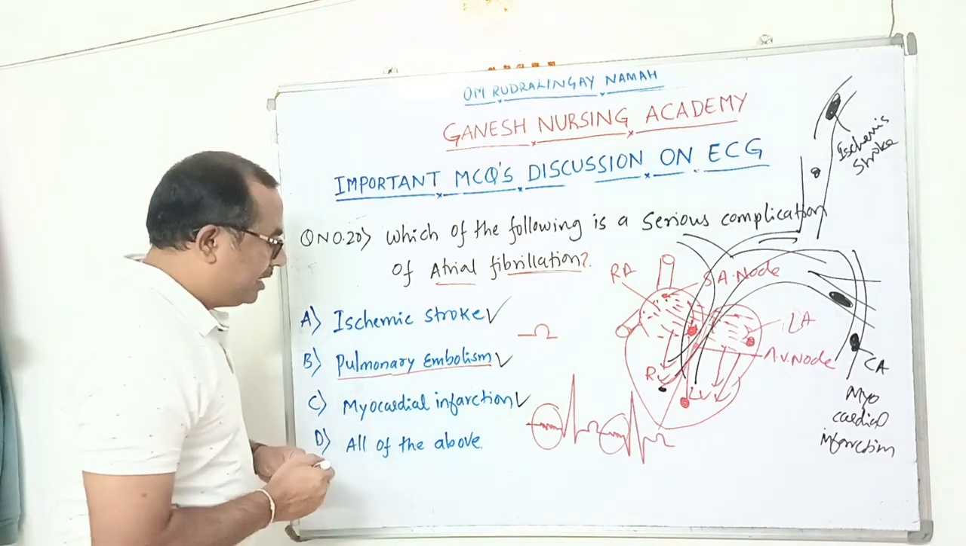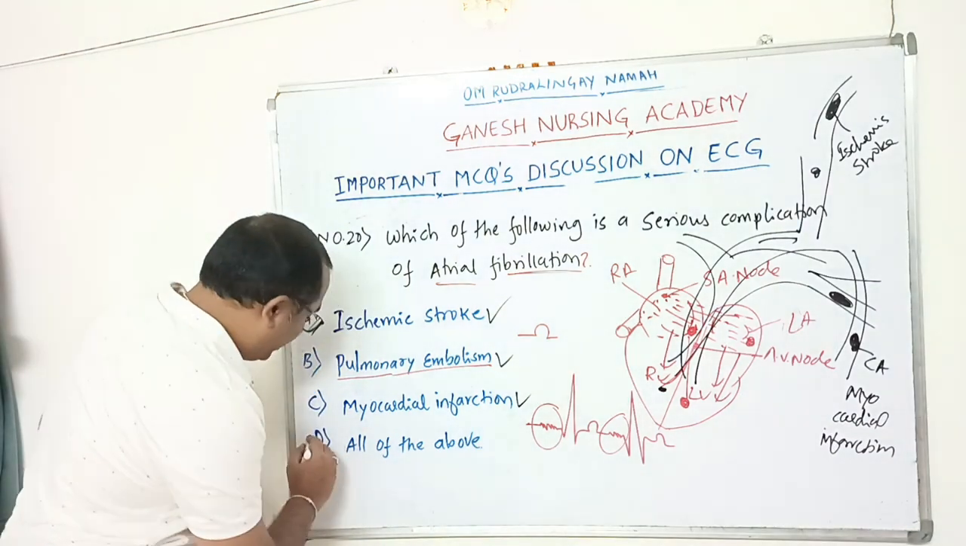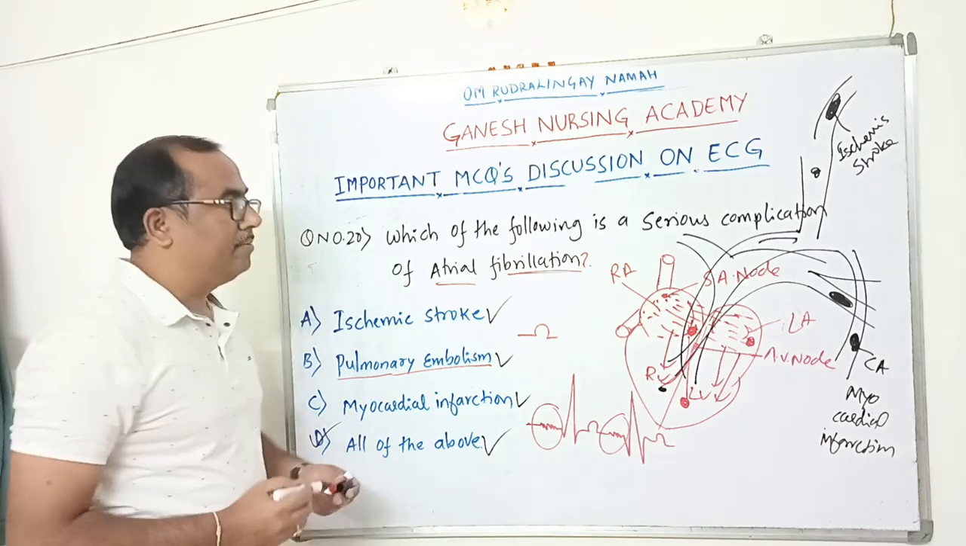So the option for this one is all of the above. Option D, all of the above, is the right answer here.